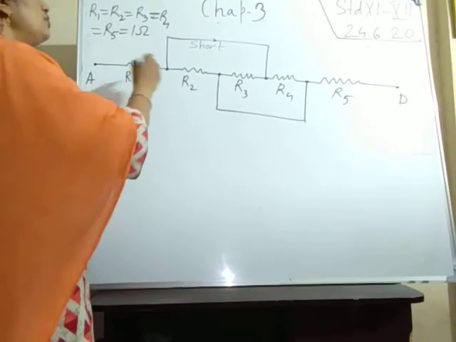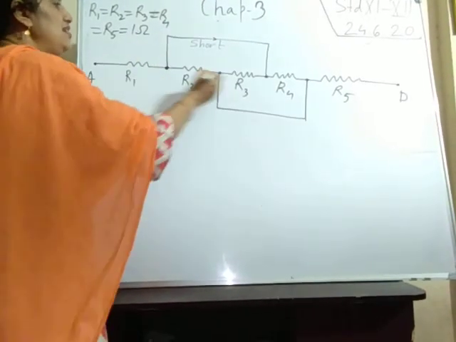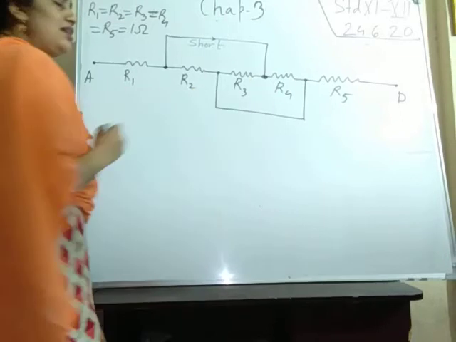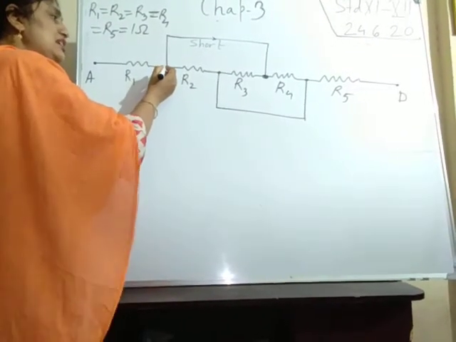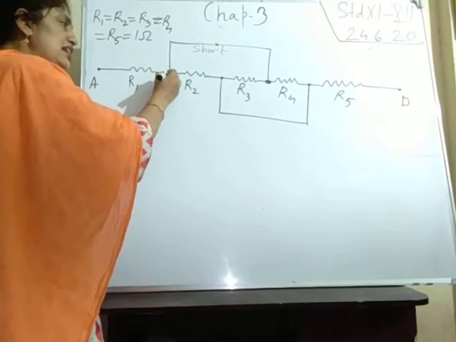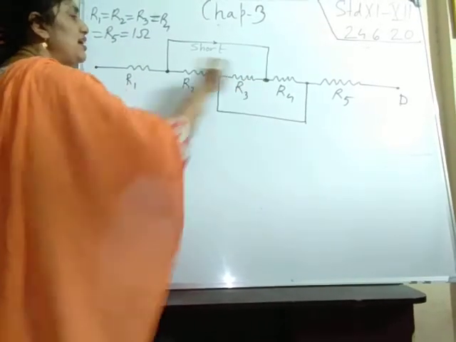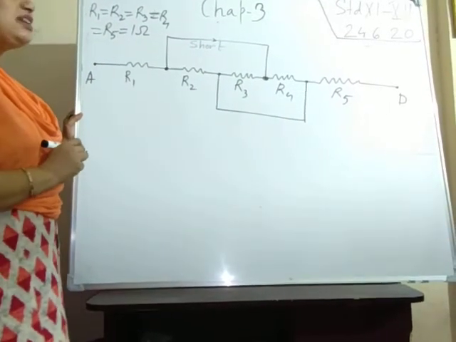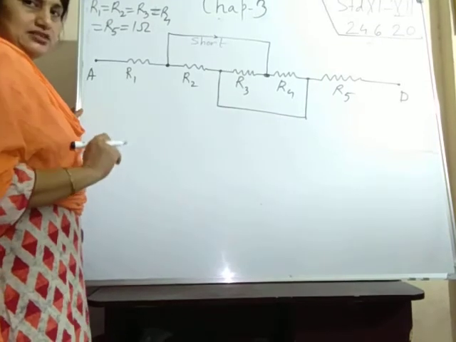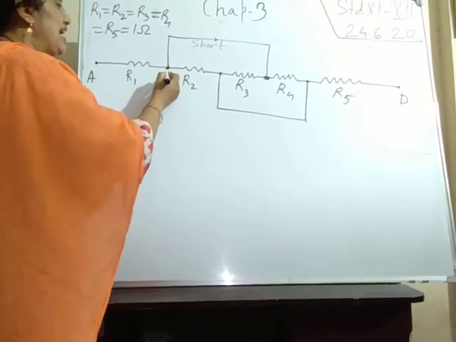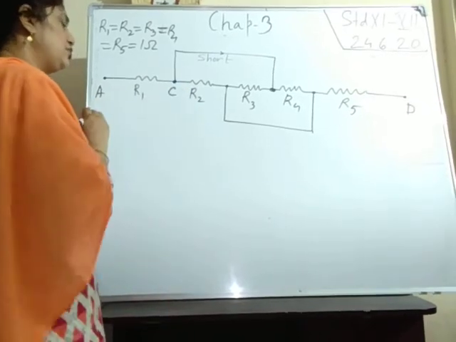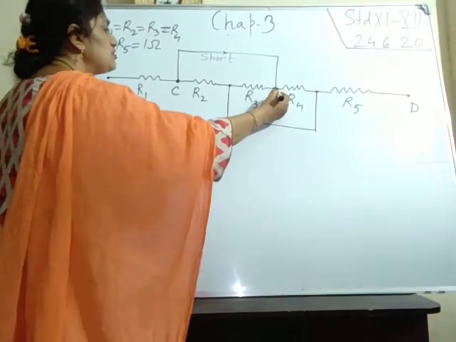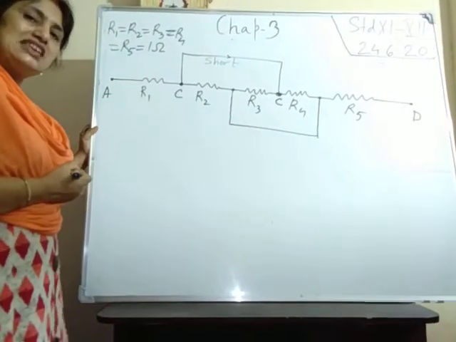That means at these 2 points there will be no potential difference. As there is no potential difference, the potential at this point and the potential at this point remain the same. So we can name them as the same point. So if I name it, suppose, C, then this also will be C.